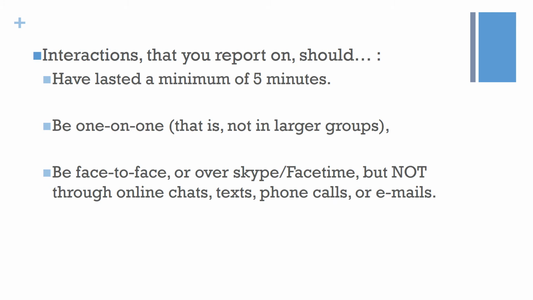When you report about the interactions with your romantic partner and friend for that day, the interaction should have lasted for at least 5 minutes, have been one-on-one, and have been face-to-face or over Skype or FaceTime. Interactions that are held via online chat, texting, phone calls, or email do not count. These must be in-person interactions or at least via Skype or FaceTime.